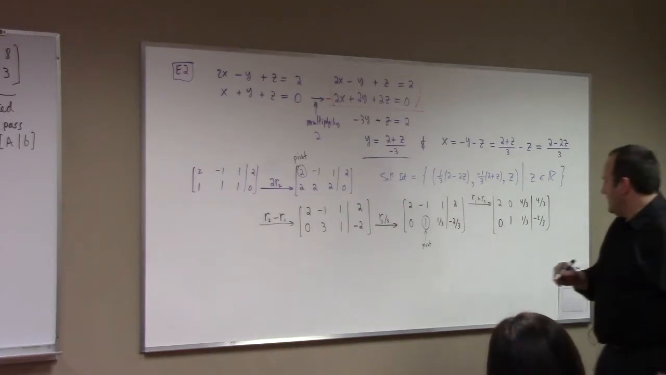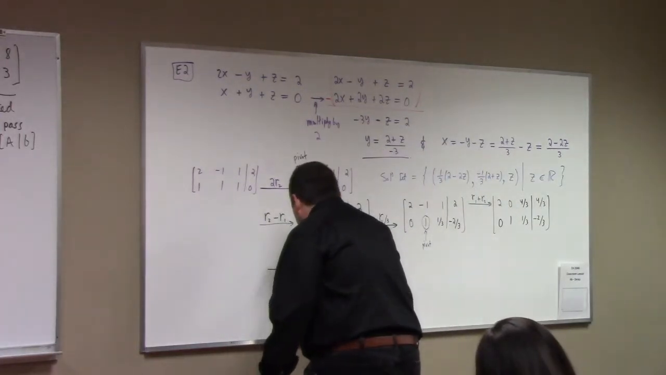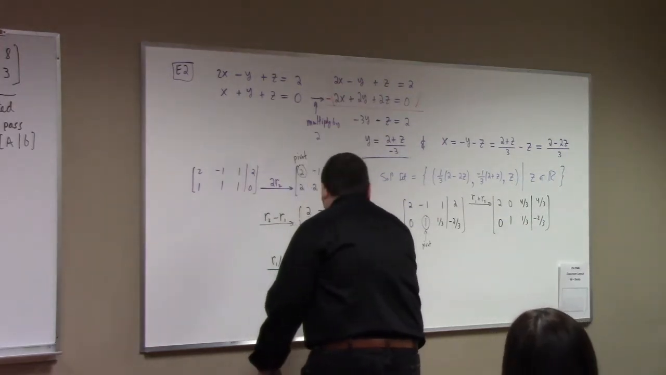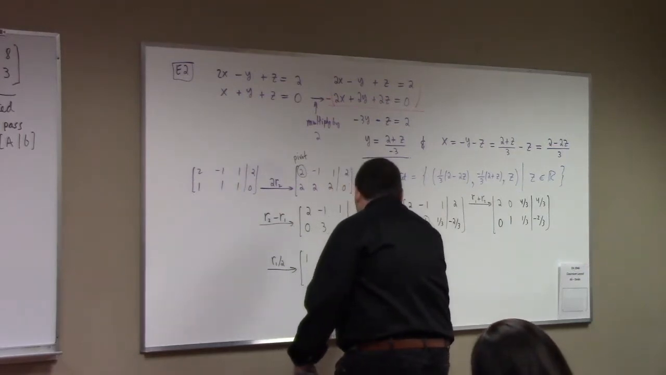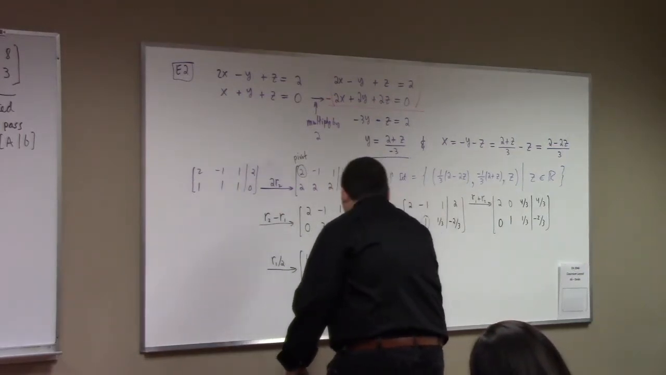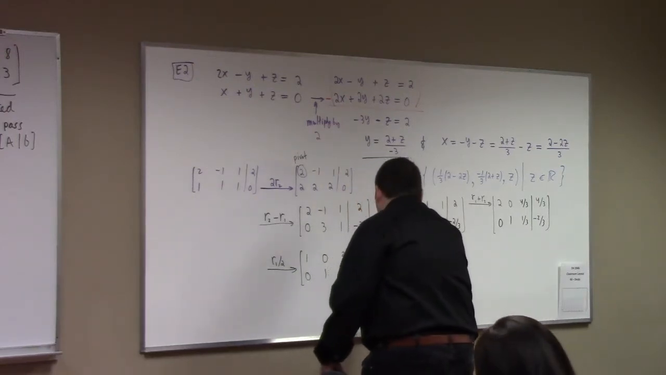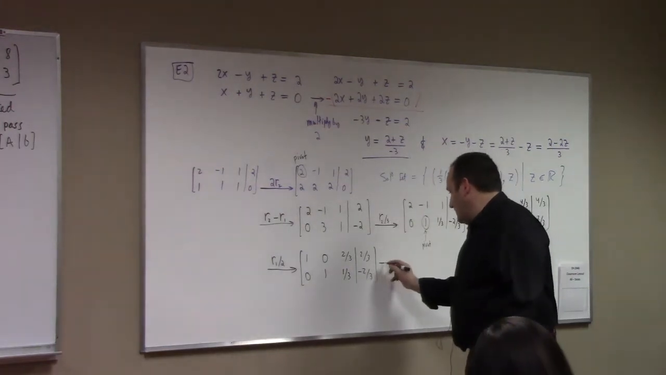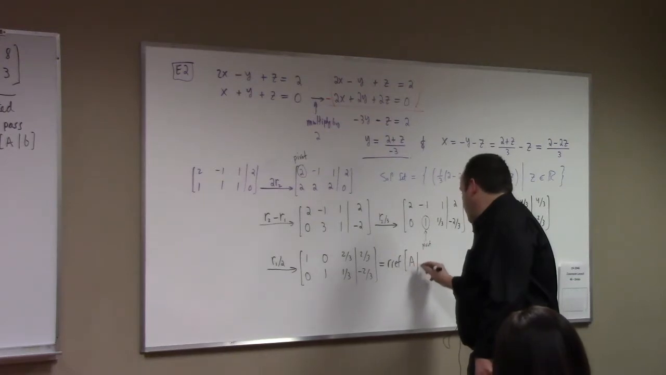To finish the Gaussian elimination, I still need to rescale my first row, row 1 divided by 2. So I get 1, 0, 2/3, 2/3, and 0, 1, 1/3, minus 2/3. This is now the reduced row echelon form of the initial matrix.